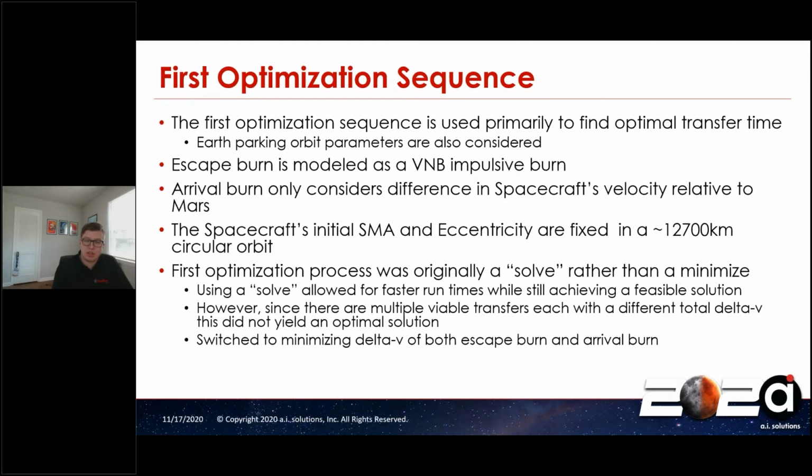But since there are so many different feasible transfers within the transfer window, the solve was producing one that wasn't actually that close to the minimum solution. And so when we seeded the second optimization process, it was taking much longer to get to a minimum solution. And so overall, I was able to reduce runtime by using a minimize in this one, as well as a minimize later. And so that just made a little bit more sense here.